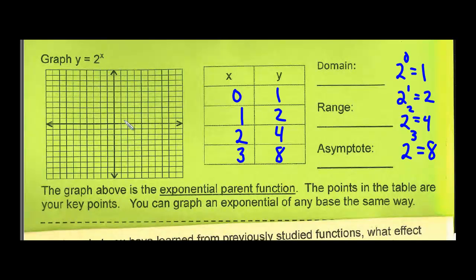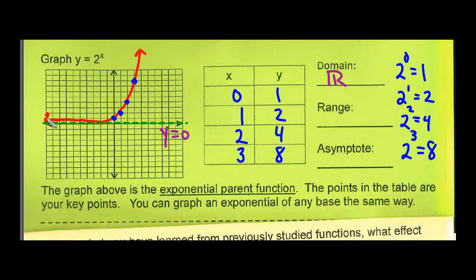So let's graph this. This is the graph of the function y equals 2 to the x. This graph gets close to the line y equals 0. Y equals 0 is the asymptote of the function. The domain of this function is all real numbers.